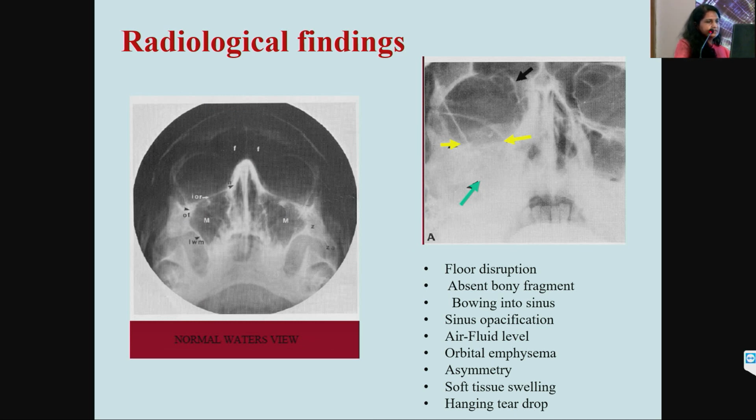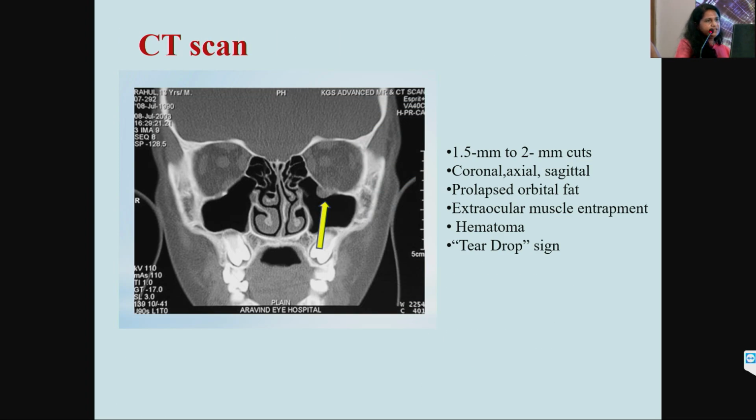So, X-ray skull with head tilted back, that is Waters' view, is a basic investigation to rule out any floor fracture. Although it is a basic investigation, it will give only less information regarding the fractures. We can see floor disruption, absent bony segment, bowing into the sinus, sinus opacification and all. The gold standard one is the CT scan. We have to get coronal, axial and sagittal sections with 1.5 mm to 2 mm cuts. And in CT scan, we have to look for prolapsed orbital fat, and that is known as the teardrop sign. And also we have to look for any extraocular muscle entrapment or hematoma in the intraorbital cavity.